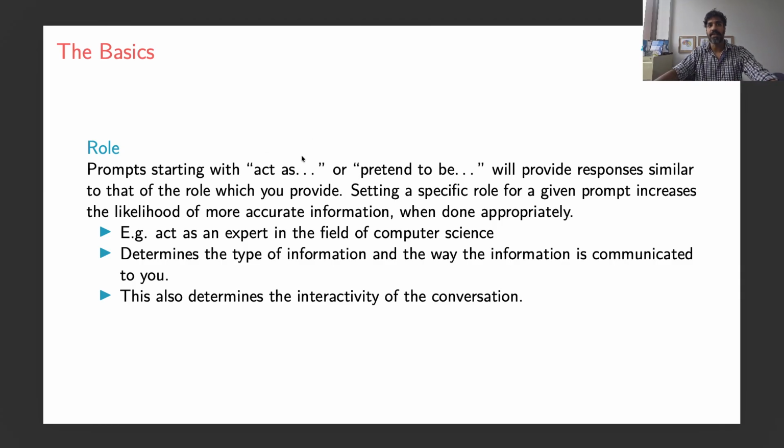So a role is where prompting starts with act as or pretend to be, and that will provide responses similar to the role you provide. So it could be pretend that you're an expert science communicator, or pretend you're an expert researcher. This can give it a context as to how it should be thinking. Setting a specific role for a given prompt increases the likelihood of more accurate information when done appropriately. So for example, act as an expert in the field of computer science, determines the type of information and the way in which information is communicated to you. And this also determines the interactivity of the conversation.